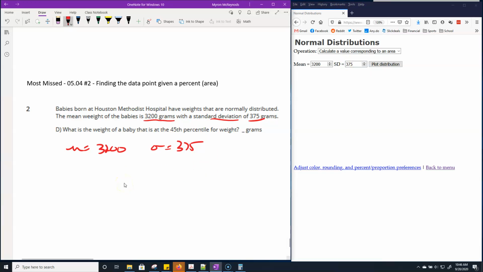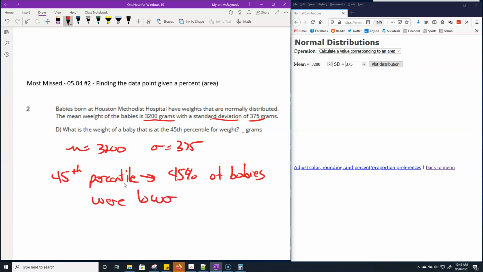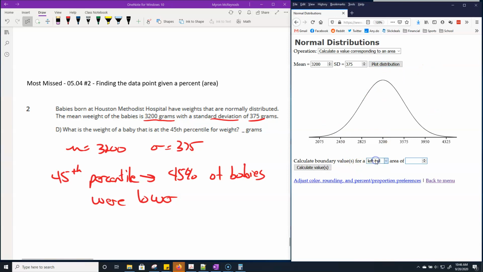Now the key here is knowing what 45th percentile means. 45th percentile means 45% of babies were lower. So let's go ahead and plot that distribution, it would be left tail.